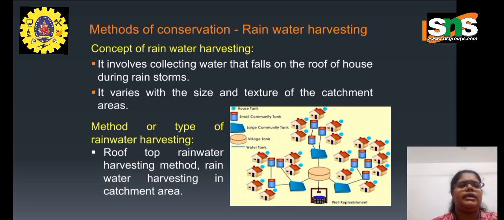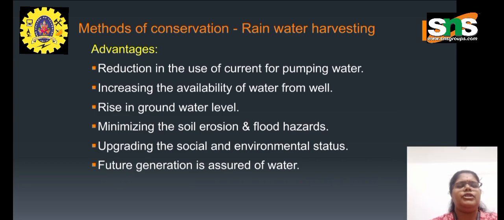So you can see a diagram here where in the rooftop harvesting, the water from the houses is collected in the well through a common catchment area and it is being used. So what are the advantages of this rainwater harvesting? Reducing the use of current for pumping water, increasing the availability of water from the well. Pumping water costs more electricity. Rise in groundwater level, minimizing the soil erosion and flood hazards.